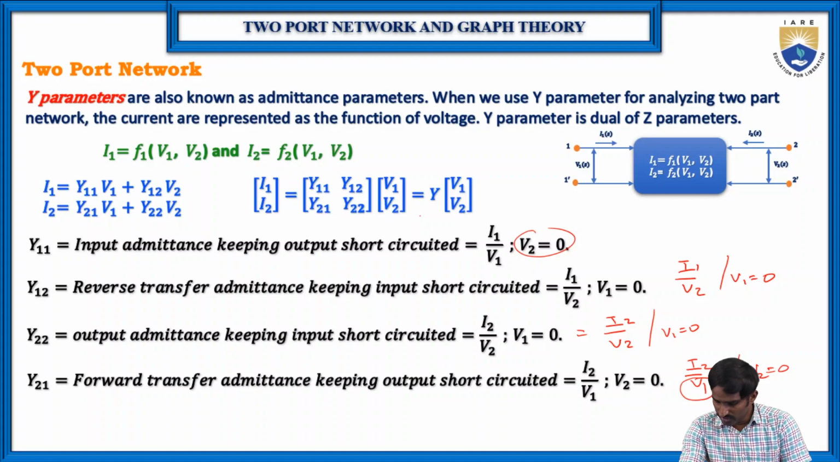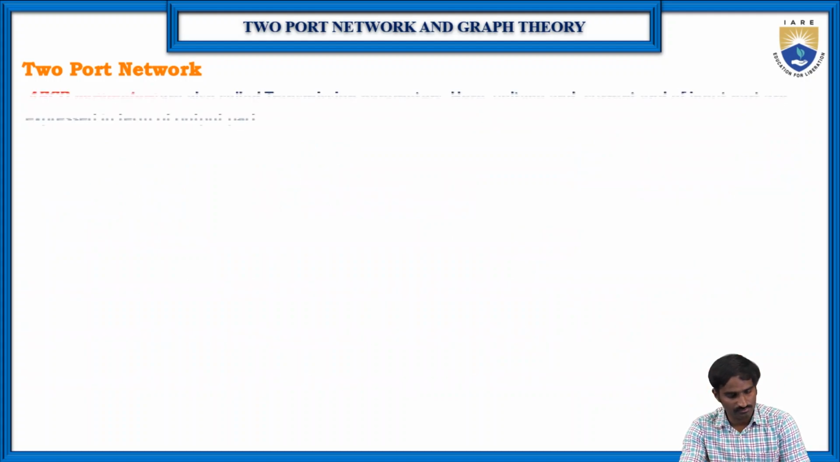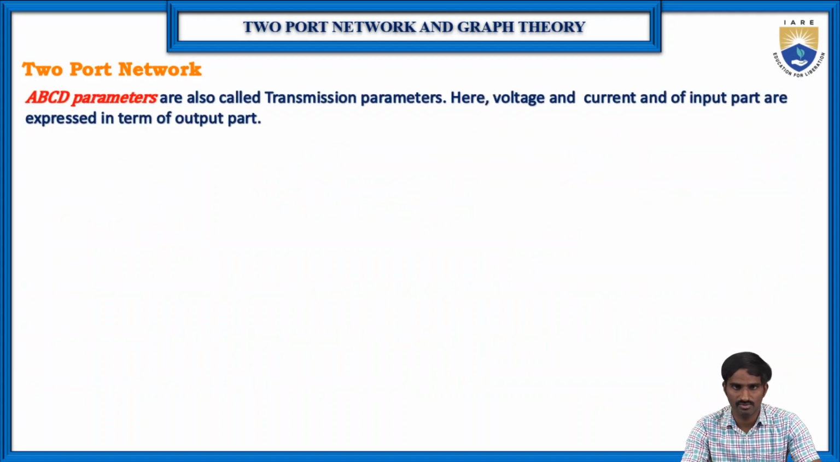Now we are moving to another set of parameters, which are the ABCD parameters. These ABCD parameters are also called transmission parameters, because this kind of two-port network and these kinds of parameters we usually use in the transmission line. So that's why these ABCD parameters are called transmission line parameters.